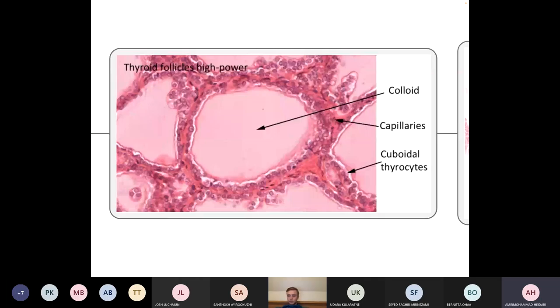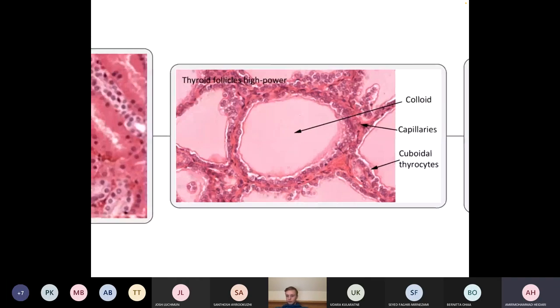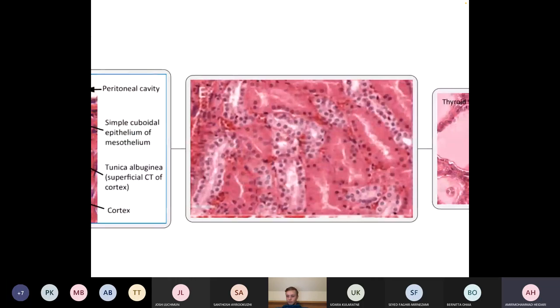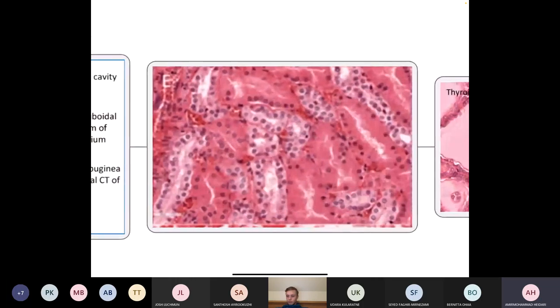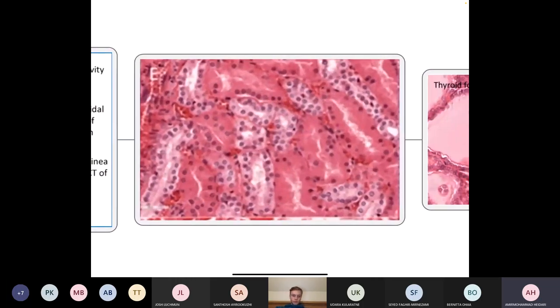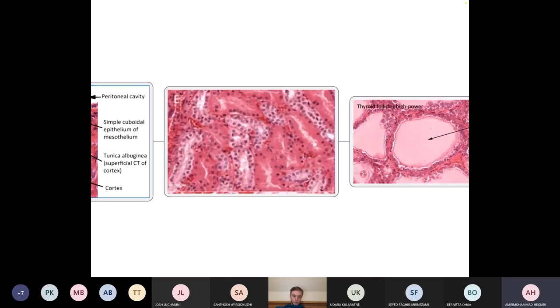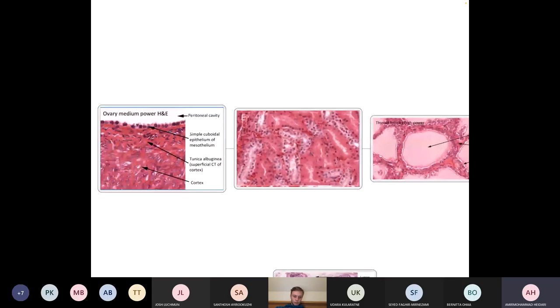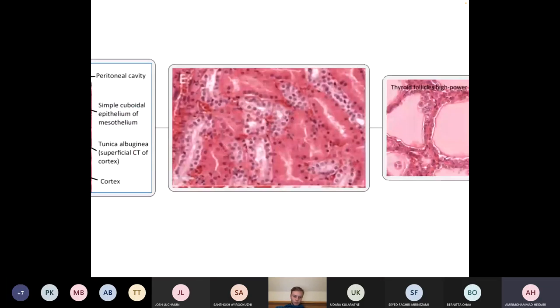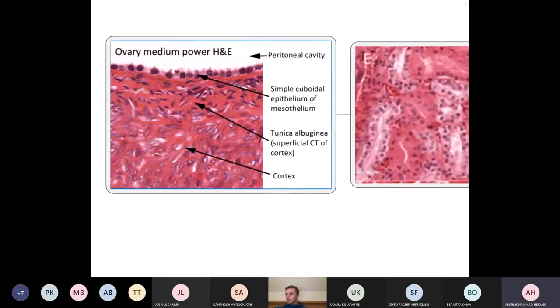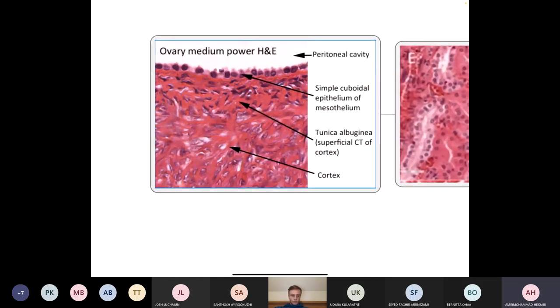They did this for us, I think, for one of our exams. They do like to ask about Masson's trichrome and things, so it's good to know. And you can see here the cuboidal cells. Again, I believe this is in the salivary glands, I think. And as we mentioned, ovaries also have simple cuboidal cells.